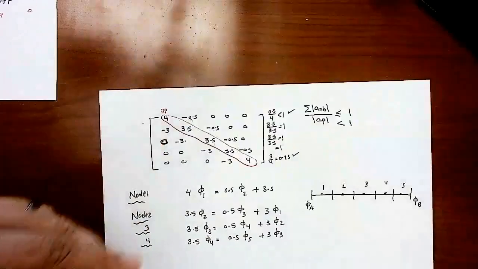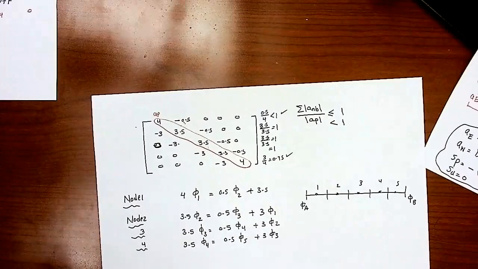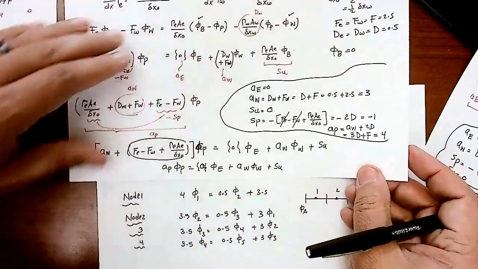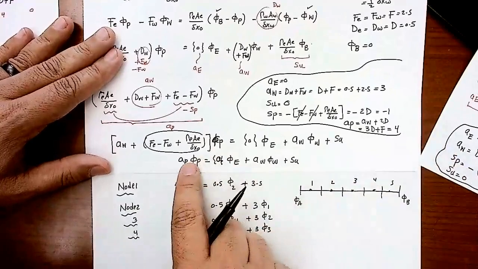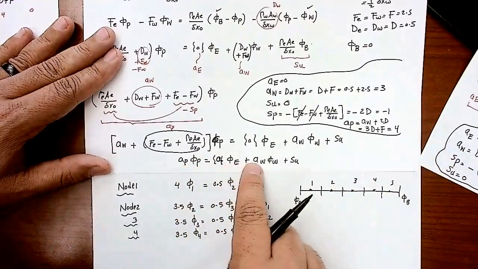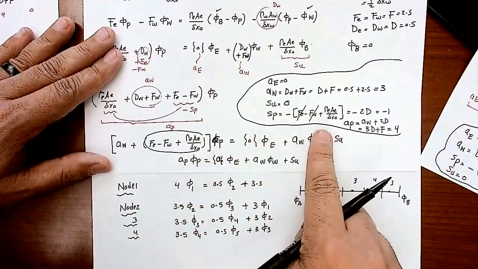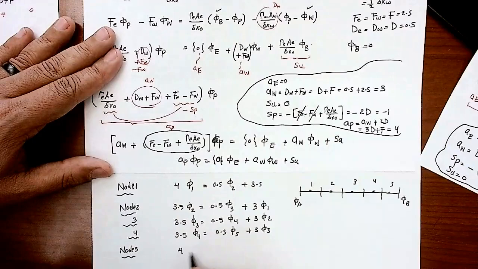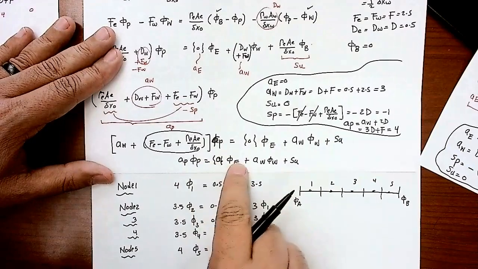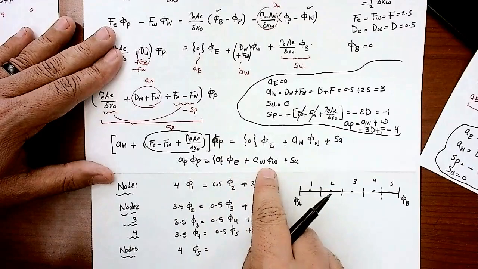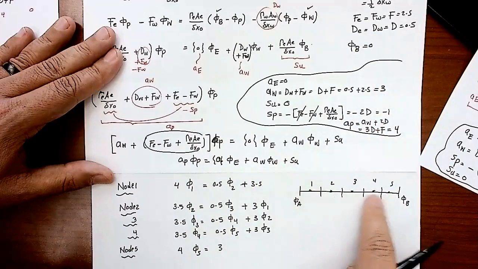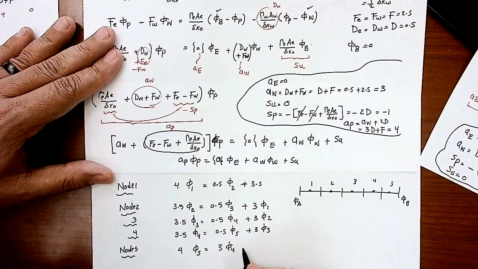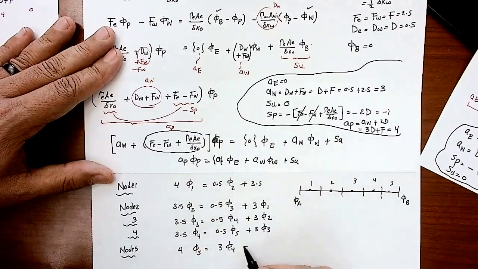Now we need to go for node number 5. I have the formula for node number 5 right here: AP phi P equals 0 phi east plus A west phi west plus SU. AP is calculated up here, it's 4, so that's for node 5. I will have 4 phi 5 equal to 0 phi east, so I don't have anything in the east. AW, which is 3, and the west node is phi 4, plus SU, which is 0, simply. Nothing else, so that's the equation.